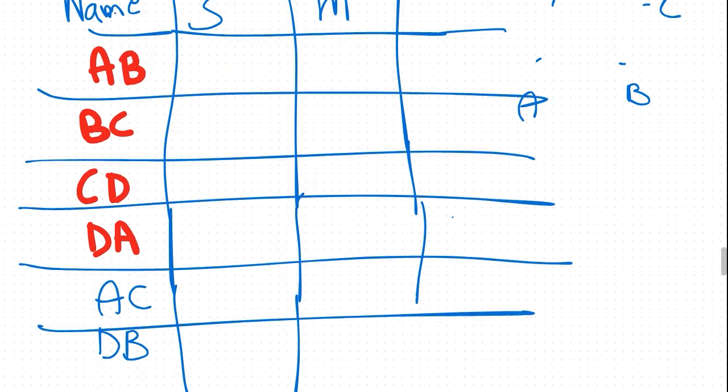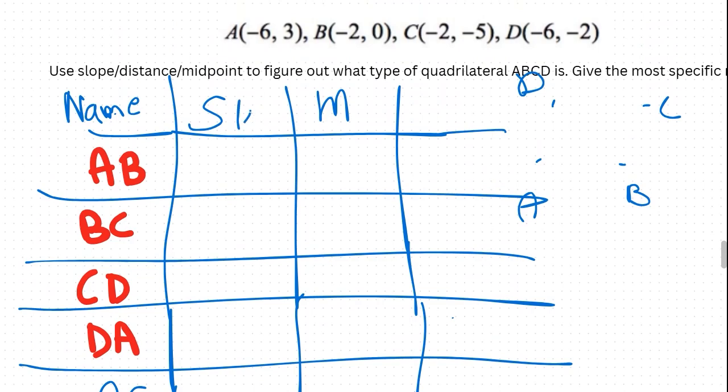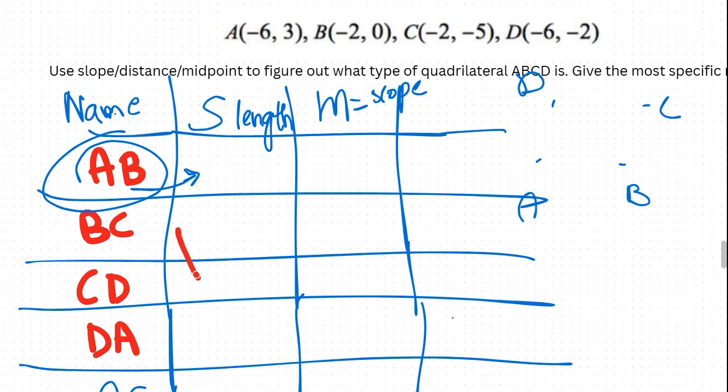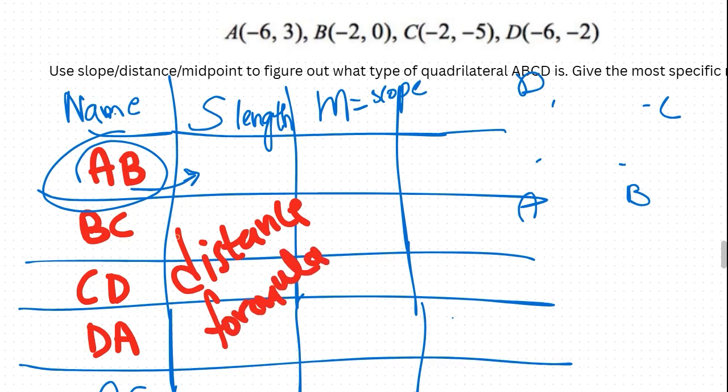Second, can you guess what it is? S means side length. M means slope. AB side length, how do you find that? Distance formula. So you have to fill this table, and the slope column also. Slope formula, do you know? y2 minus y1 over x2 minus x1.